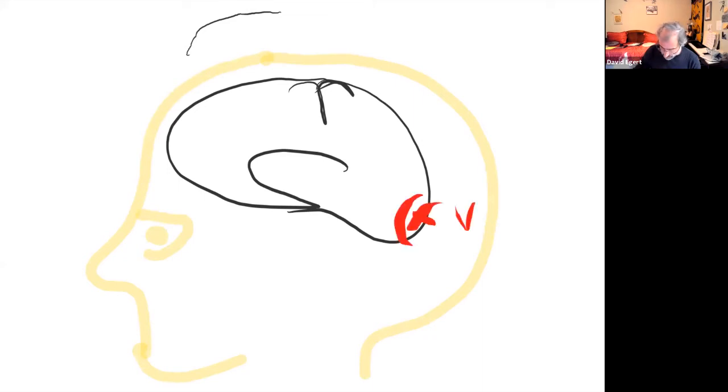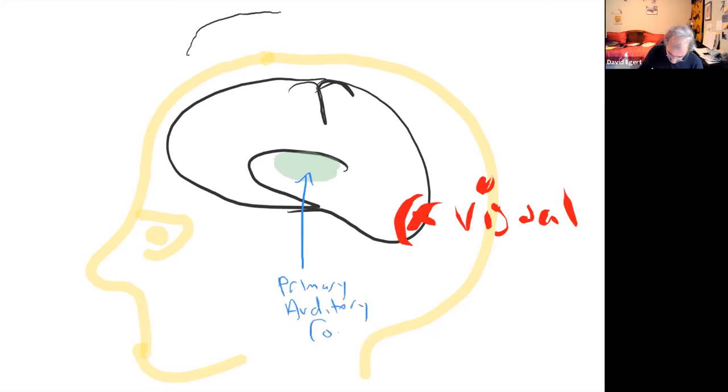All right, so visual is in the occipital lobe. Let's do somatosensory. Actually, let's do this. Let's do here in the temporal lobe. This is where we're going to have our primary auditory cortex. So this is where you are processing sound. There are also going to be association areas as you go out from there.